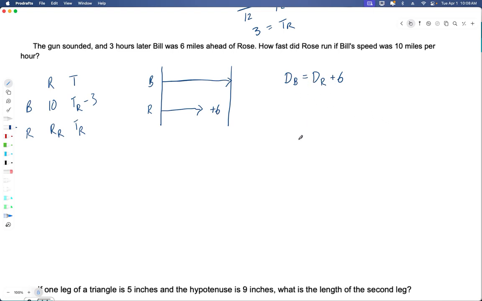So now we can start breaking this down. The rate of Bill times the time of Bill is equal to the rate of Rose times the time of Rose plus 6. That's our equation. Let's see if we can solve based on what we have. So the rate of Bill is 10, and the time of Bill is the time of Rose minus 3. We don't know the rate of Rose, we don't know the time of Rose, but we know it's 6 more miles than whatever he had.